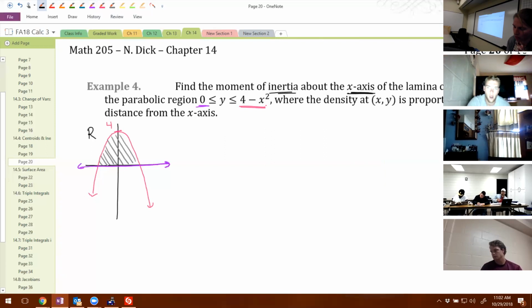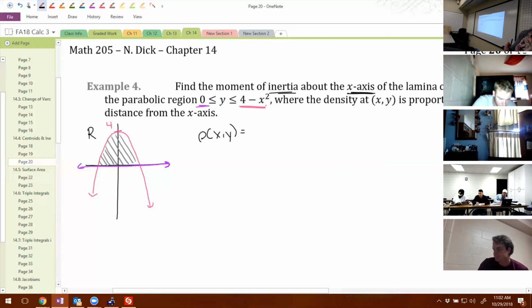So keep in rectangular coordinates, which means now we need a formula for our density in terms of x and y. And we are told that density is proportional to distance from the x-axis. This is very similar to the one that we did yesterday. So this is still going to be just k times y. We get the distance from the x-axis, it's the job of y. Y tells us that.